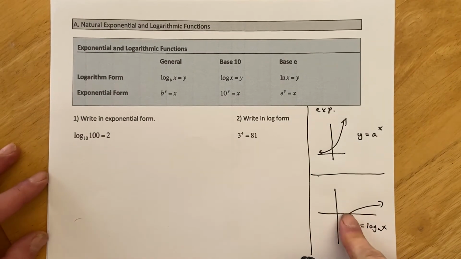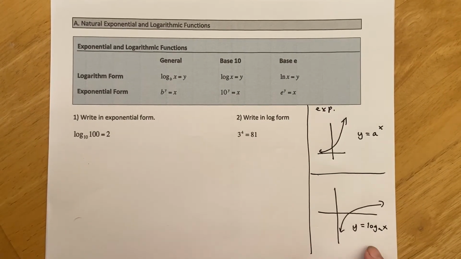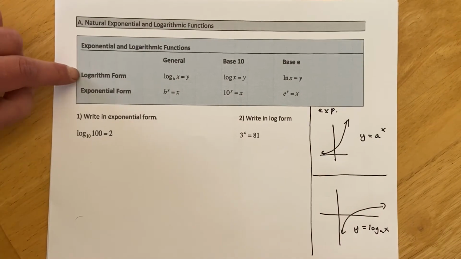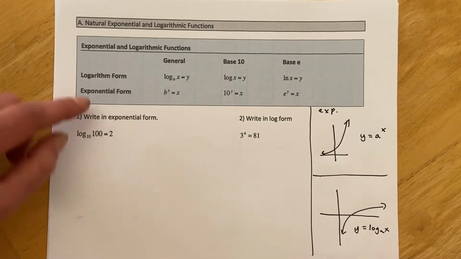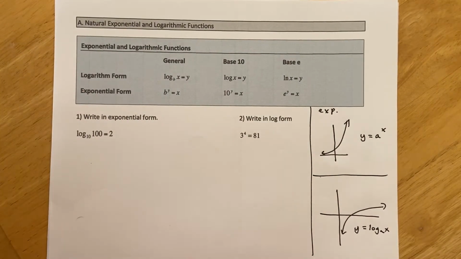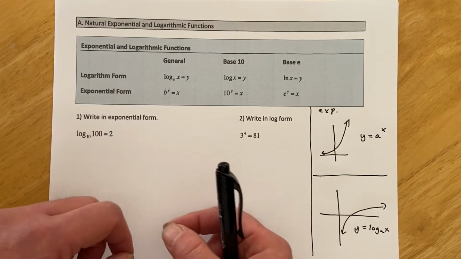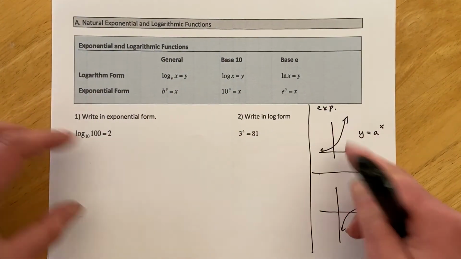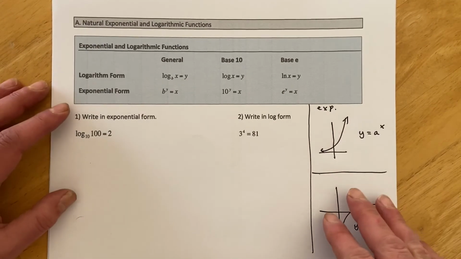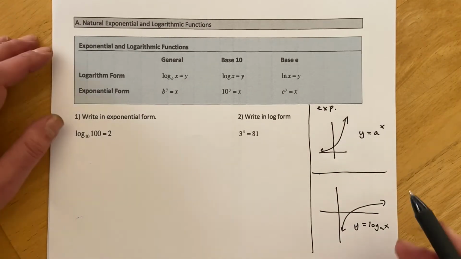That said, with a log, we can write a log in two different forms: log form and exponential form. I have to be careful when talking about these not to confuse you. When we're switching forms of a log, it's the same thing. We didn't magically turn it into an exponential. It's still a log, we're just putting it in a different form.